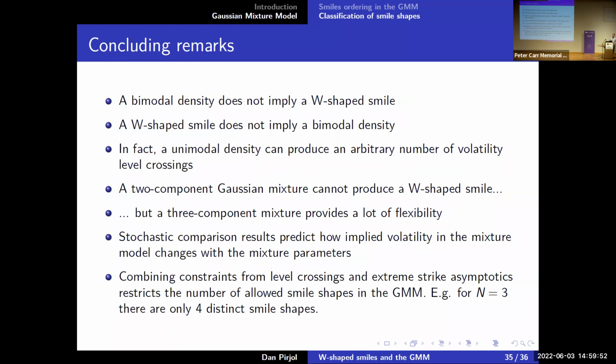And we have a few results which show the utility of analyzing the smile through the number of crossings with a horizontal level. So we hope this will be of use to modelers trying to model these exotic smile shapes and to get a better, qualitative understanding of the relationship between the shape of the smile and the residual density.